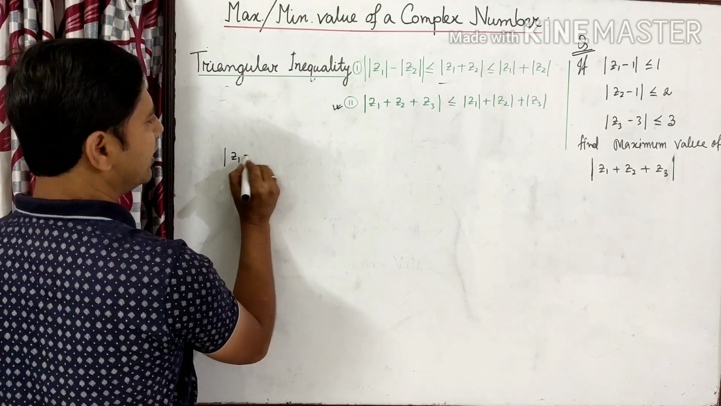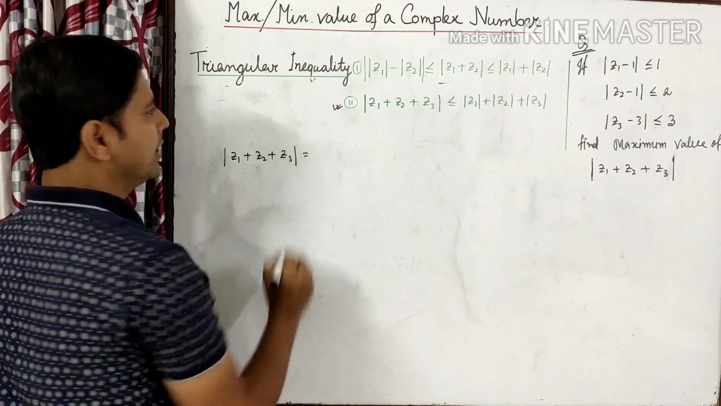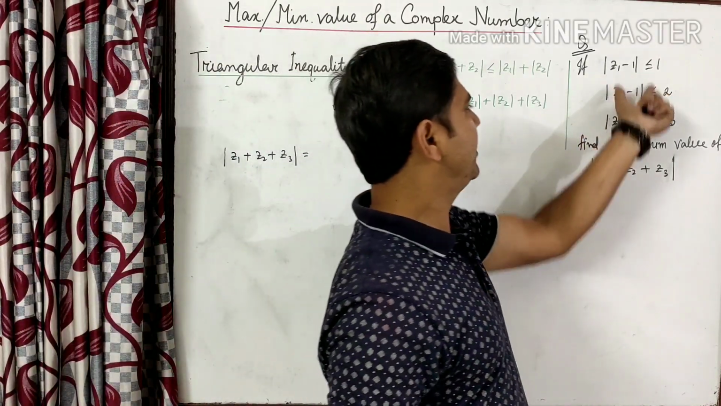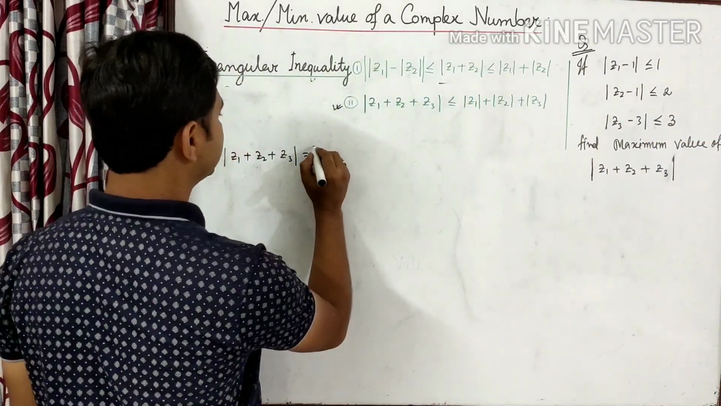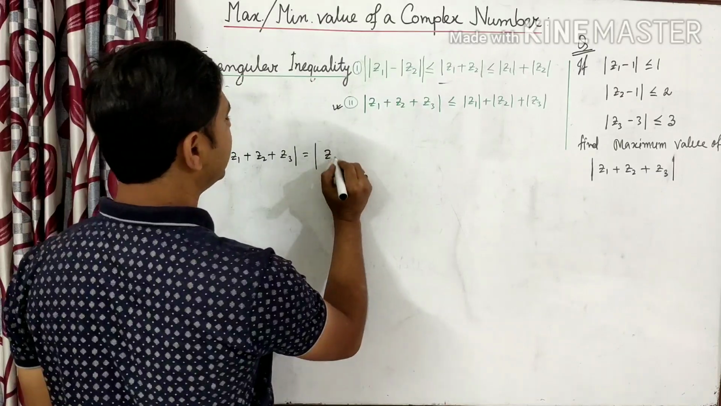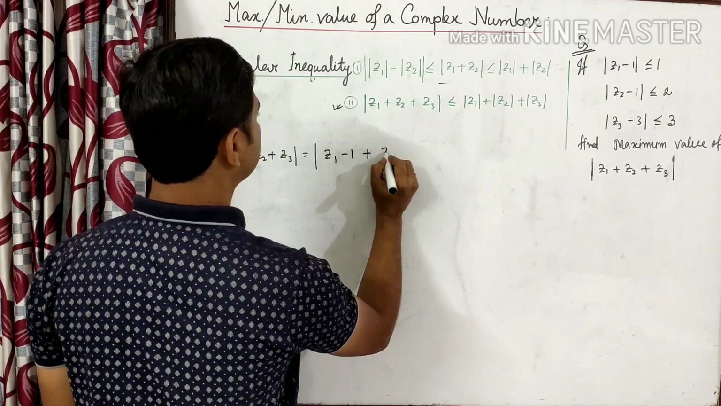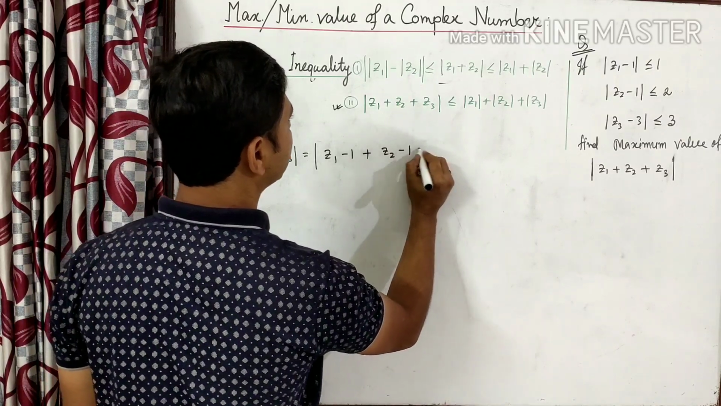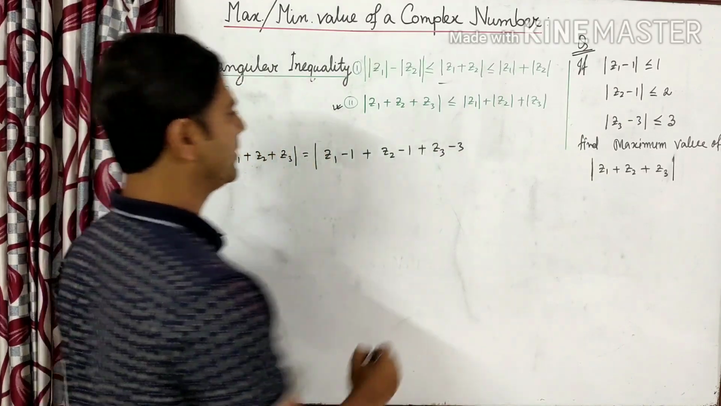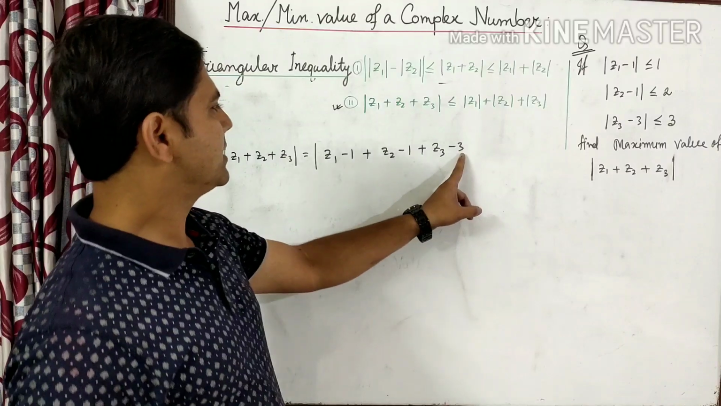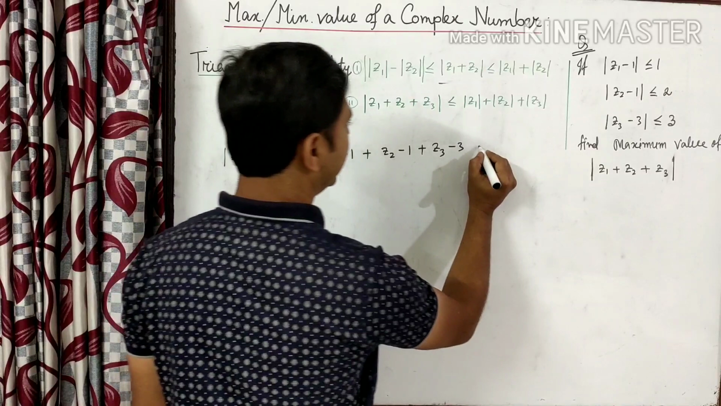Mod of z1 plus z2 plus z3. It can be expressed in this form also. Why? You have to substitute this value. First this can be written as z1 minus 1 plus z2 minus 1 plus z3 minus 3. The value is what? Minus 3 minus 1 minus 1. So ultimately you have minus 5, adding 5.